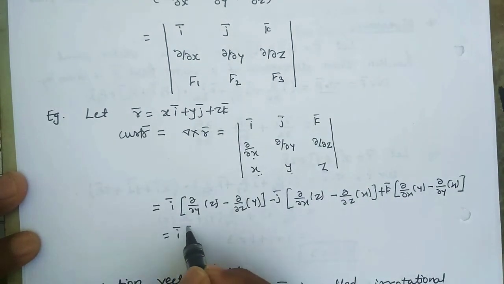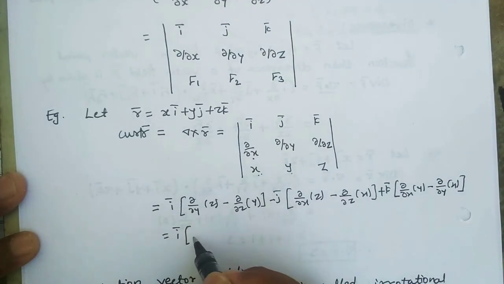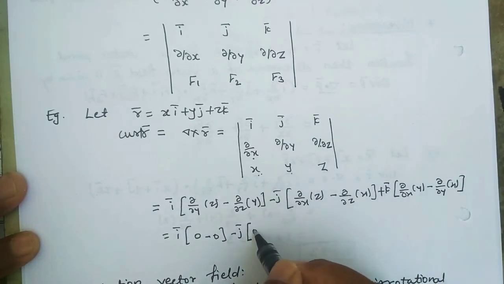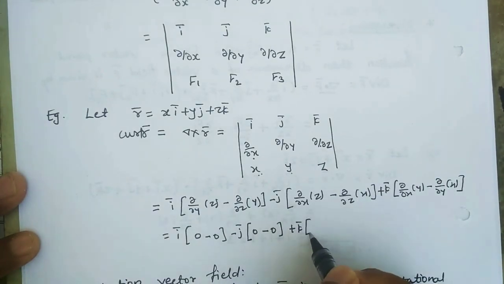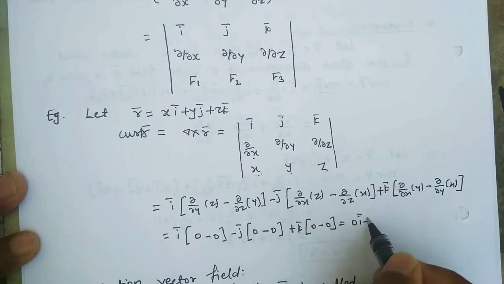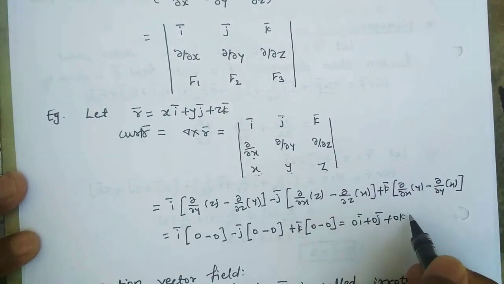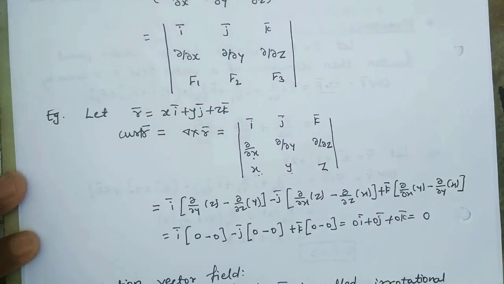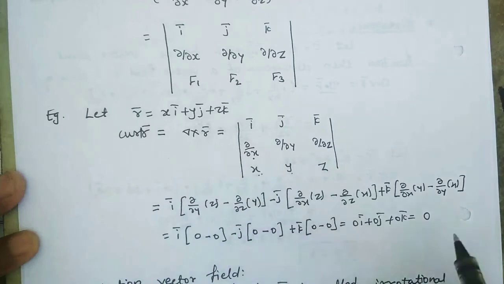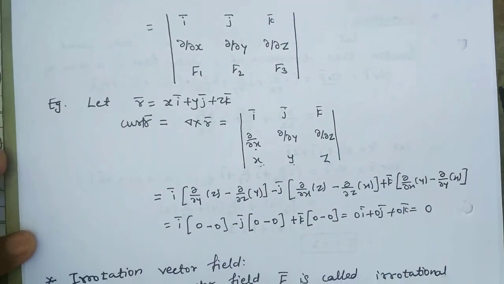This is equal to i bar into, now derivative of z with respect to y, it is 0, derivative of y with respect to z, it is 0, minus j bar into derivative of z with respect to x, it is 0, derivative of x with respect to z, it is again 0, plus k bar into derivative of y with respect to x, it is 0, and derivative of x with respect to y, it is again 0. That means 0 i bar plus 0 j bar plus 0 k bar, we can say it is the 0 vector. So the value of curl of r bar, that is del cross r bar, is equal to 0.